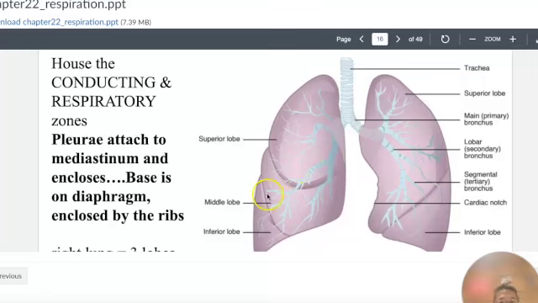And tertiary, and so on and so forth. Okay, and the right lung has the superior lobe, middle lobe, and inferior lobe. It has 3 lobes, and the left lung only has 2 lobes.